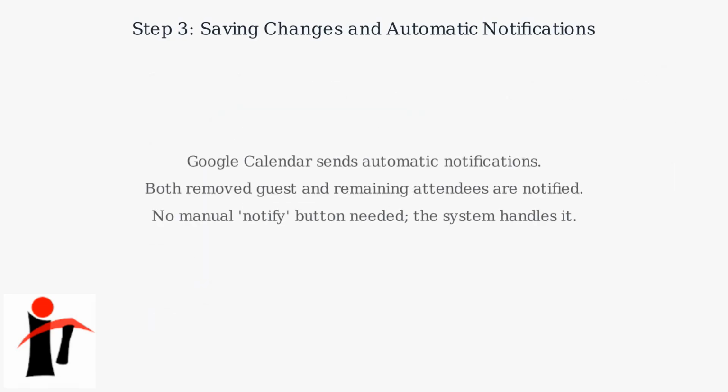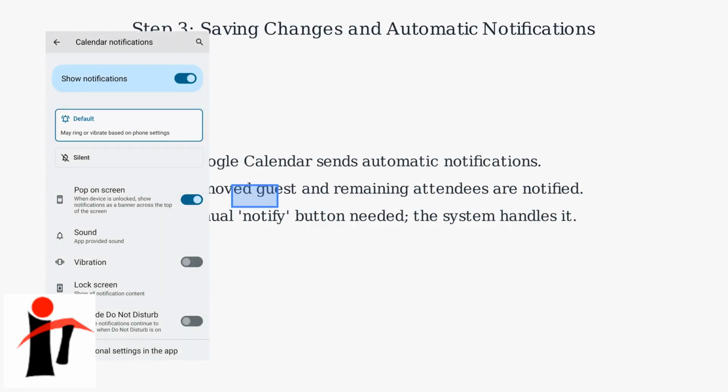Google Calendar automatically handles notifications. As soon as you save, the system sends updates to both the removed guest and the remaining attendees. These notifications appear instantly or within minutes via email and app alerts. The removed guest receives a message stating they've been taken off, while others get a summary of the changes. No manual notification step is required.